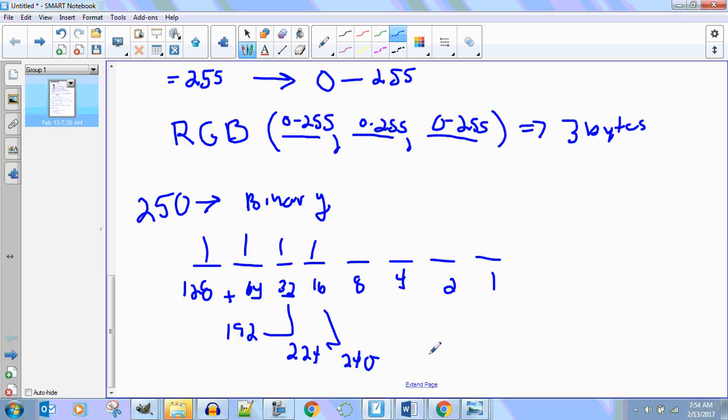And now I need 10 more. Can anyone see how I get 10 more? Add 8 and the 2. So guess what? I don't need the 4 and the 1. What am I going to put in there? A 0. Okay. Do you see how I got that? So 250 in binary code is 11111010. Okay? That's how you write 250 in binary code.